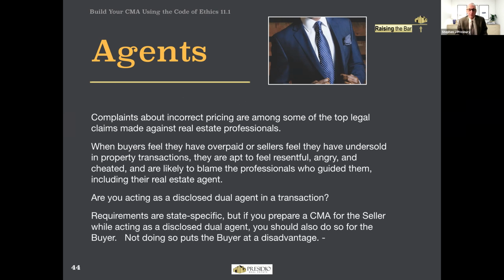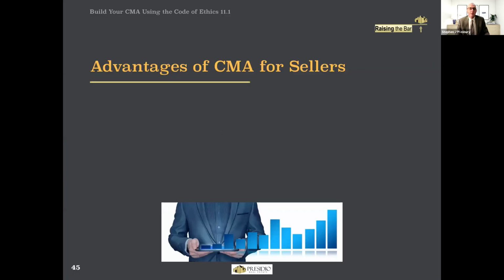Requirements are state specific, but if you prepare a CMA for the seller while acting as a disclosed dual agent, you should also do so for the buyer. Not doing so puts the buyer at a disadvantage. So just make sure that if you are working as a dual agent, you are transparent and share the same information with both clients. Any thoughts or comments on that screen? Okay, let's move on to the next area.